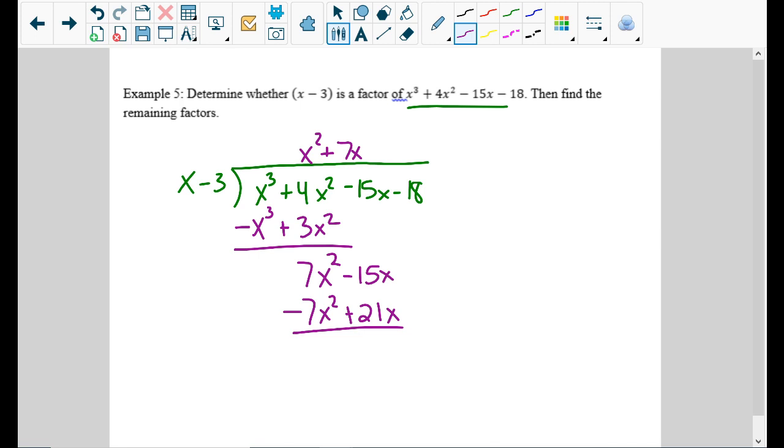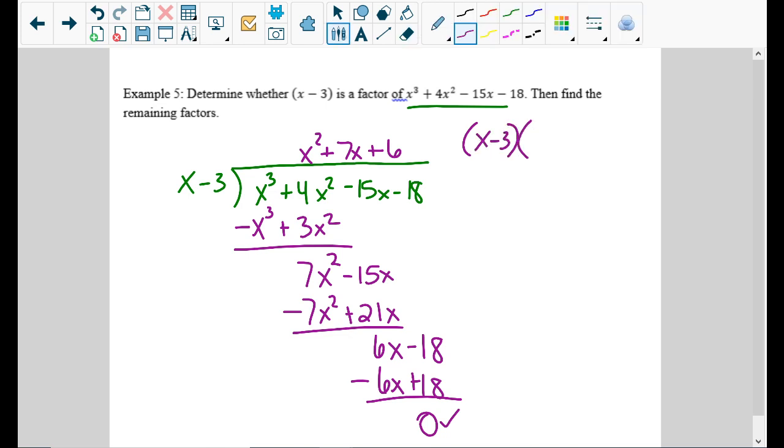So then negative 15 plus 21, that gives me a 6x. Bring down my 18. Again, to get to 6x, I need to multiply by 6. 6 times x, 6 times negative 3, and subtract, and then that gives me my 0. So, is it a factor? Yes, it's a factor. So now, I have x minus 3, and my second factor right now is x squared plus 7x plus 6.